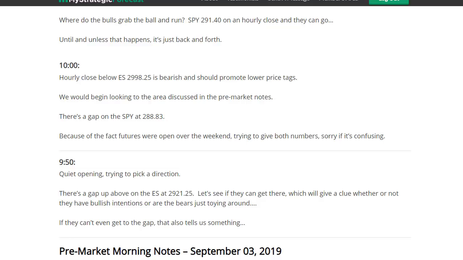10 o'clock. We want to look at the other side. Hourly closes below 29.98 is bearish and should promote lower price tags. We would begin looking to the area discussed in the pre-market notes. There's a gap on the SPY 288.83.